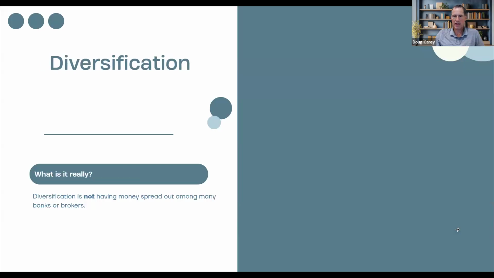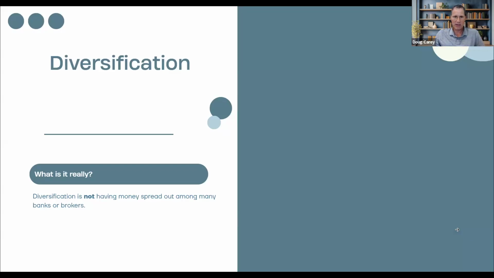Okay, back to diversification. Well, it's a word that gets used a lot in finance for sure. But what is it really? Well, I will tell you what it's not. It's not having your money spread out amongst many brokers. I've talked to people who say, "Hey, I have money at Fidelity and Vanguard and Schwab and E-Trade. It's great. I'm super diversified in terms of risk of the brokers." Well, that's not really true, and that's not super helpful. In fact, it probably makes your life more confusing.